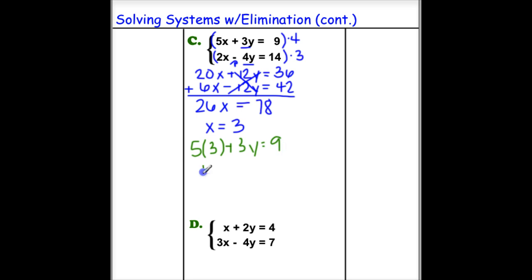5 times 3 is 15, plus 3y equals 9. Subtract 15 from both sides, and I get 3y equal to negative 6. Divide by 3, we get y equals negative 2. So my solution should be 3, negative 2. If I check that in the second equation, 2 times 3 is 6. Negative 4 times negative 2 is positive 8. 6 plus 8 is 14, so we know that works out.